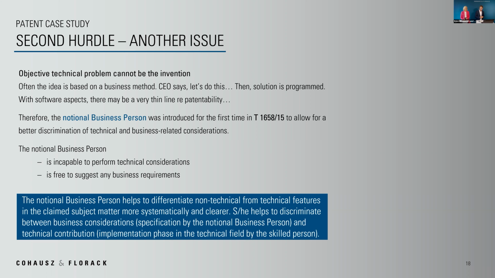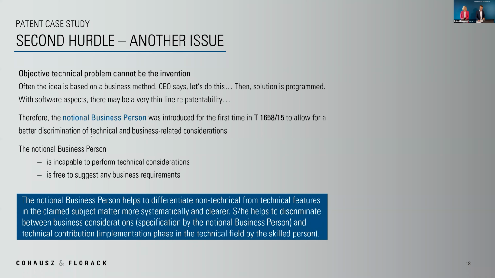So the notional business person comes into play in addition to the skilled person, but in a separate test, right? I mean, yes. In the life sciences, we are very used to teams of skilled persons, two different skilled persons, like a chemist and a biologist. But that's not what is meant here, right? The notional business person kind of carves out the business thinking of the skilled person, so to say. Yeah, and it helps that the skilled person really does only the technical aspects and not the business aspects, which might be the motivation to come up with a solution.